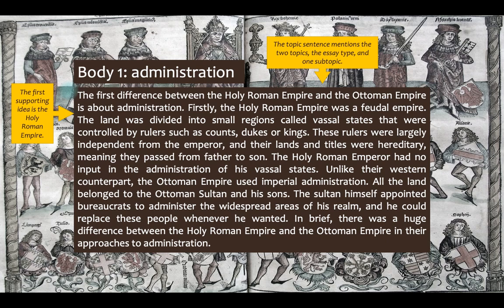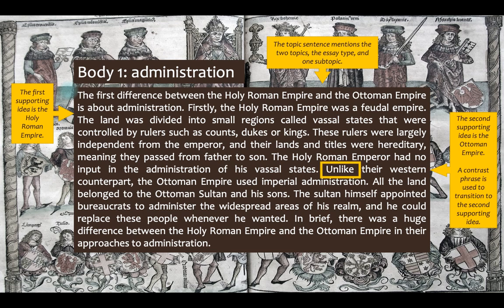So that's the end of the first supporting idea, and then we're going to start the second supporting idea with the Ottoman Empire. And notice that I'm starting with a contrast phrase that is used to transition from the first to the second supporting idea, because this is a contrast essay, and we want to emphasize that.